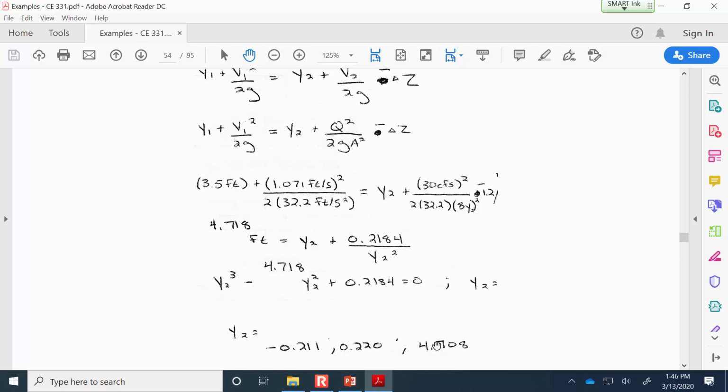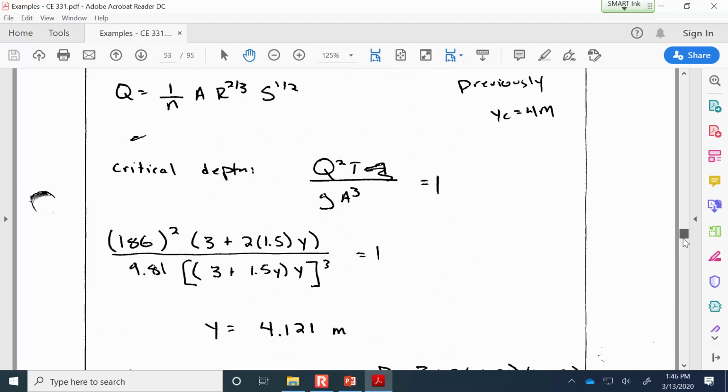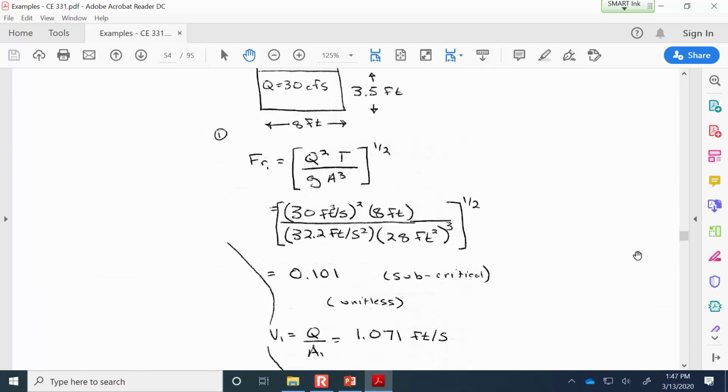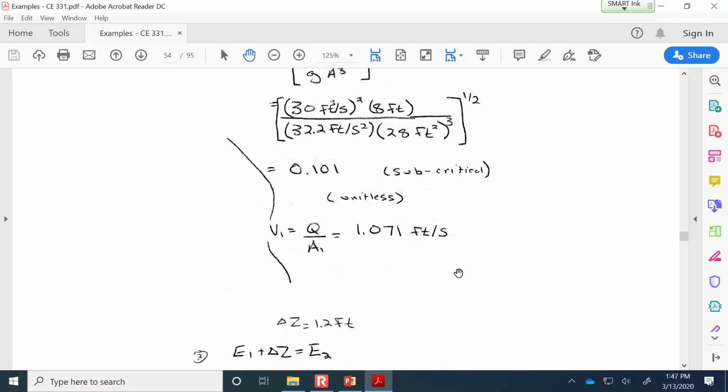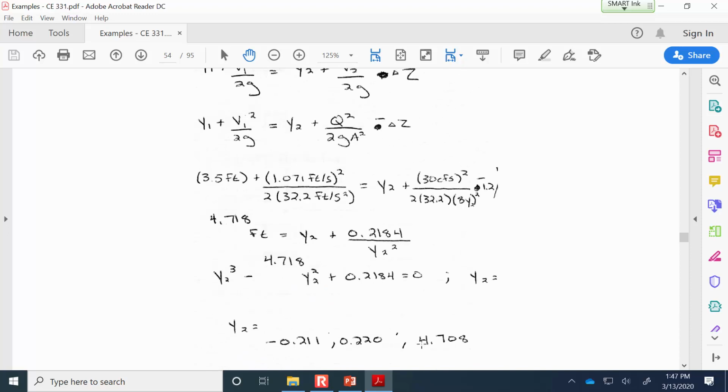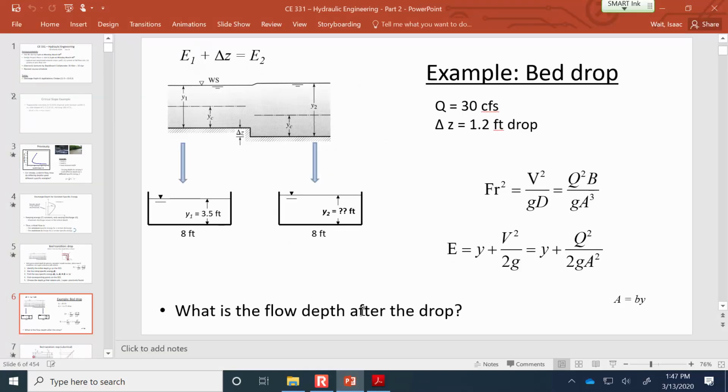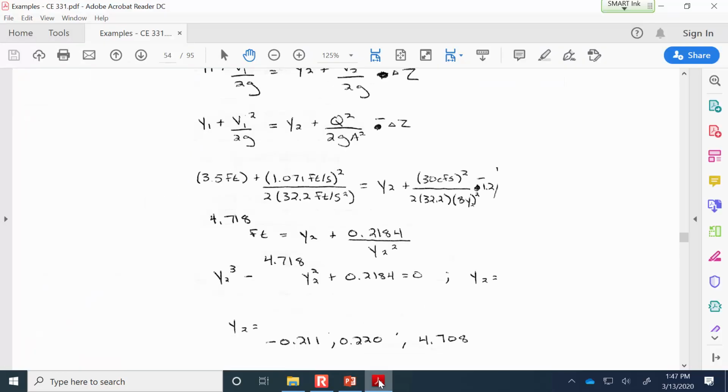The way that we know which of these is the right answer is by going back to the original calculations we did with the Froude number. The Froude number upstream was subcritical, which, remember, is when flow is deep and moving slowly. So which of these 2 depths corresponds to deep, slow-moving flow? It's the bigger one. So the flow depth after the drop is 4.708 feet.